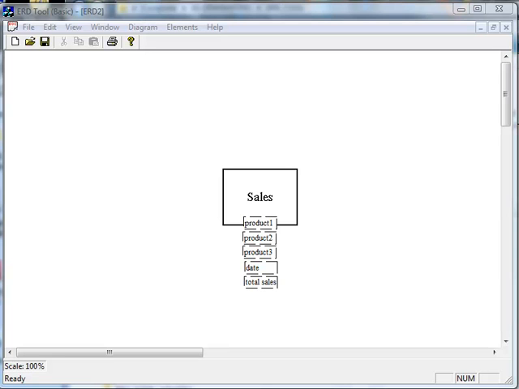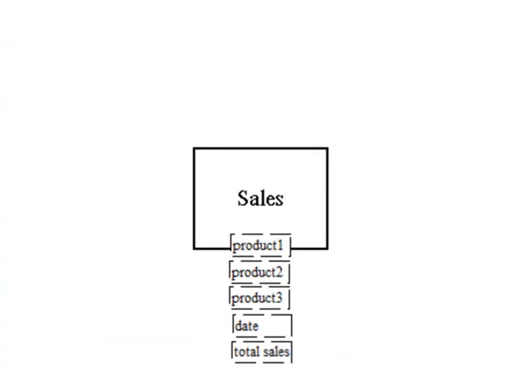This one is about normalization, and we're sticking with the model that we've used before, but we're going back to the drawing board. Here we have a sales entity, and what do we know about sales? Well, we sell products. So we have a nice little sale, and we sell products 1, 2, and 3 on a certain date, and that gives us a total sales for that date, whatever that may be. So that's good. We can store 3 products.